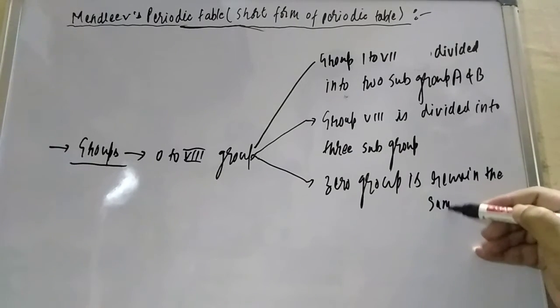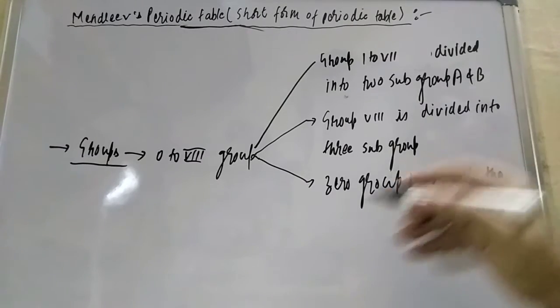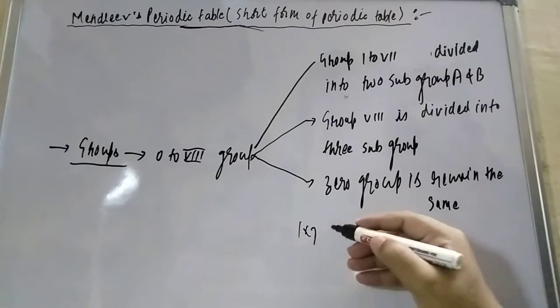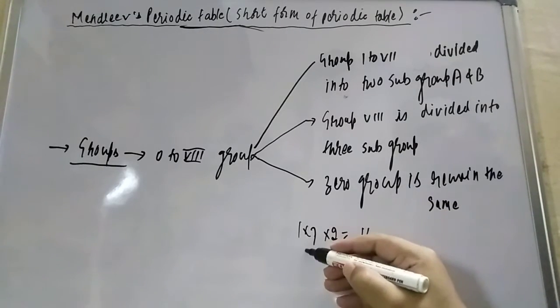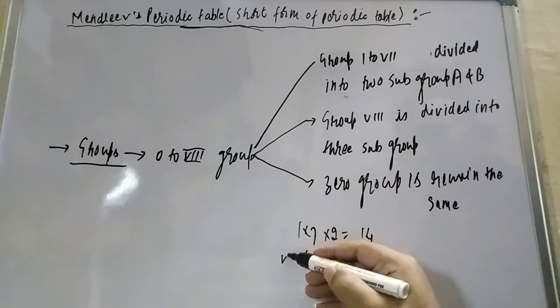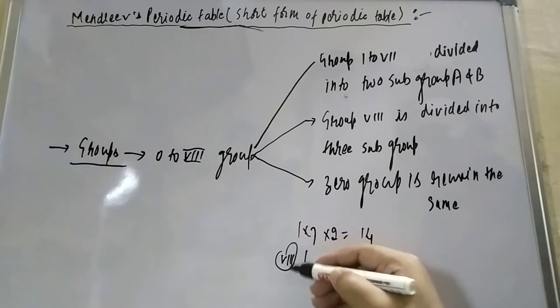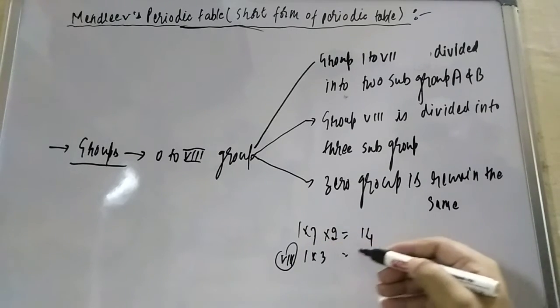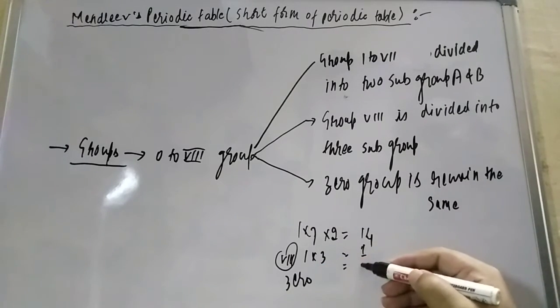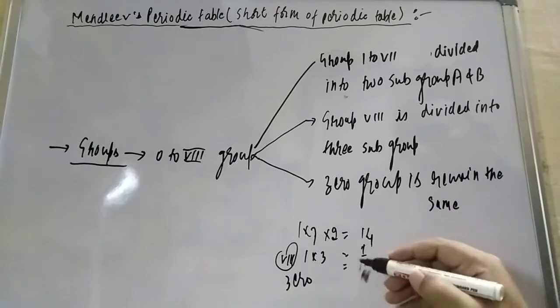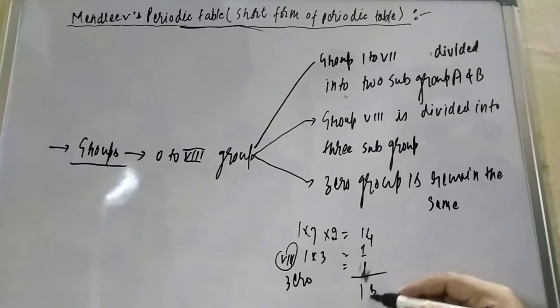Dear friend, firstly you try to know how many subgroups. 1 to 7, that is 7 multiplied by 2, how many groups will be there? 14. And one group 8 is there, this one group number 8, how many is it divided into? 3. How many is one group? And the last one more group is there, 0, this is also one group. So total groups, how much is coming, student?